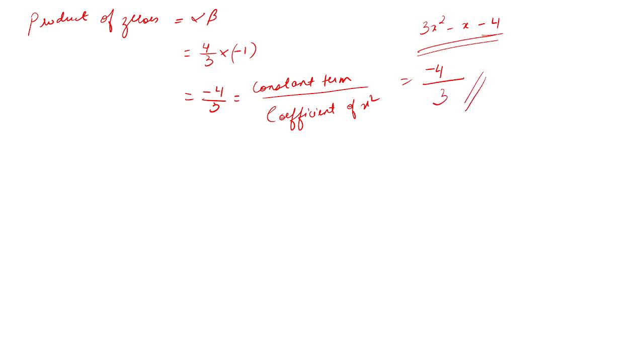That means the zeros that we have found for our given quadratic polynomial are correct. So we'll end the video here. In the next video, we'll go with the next question.